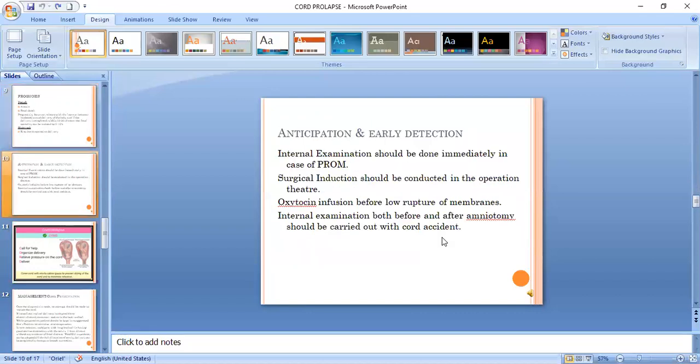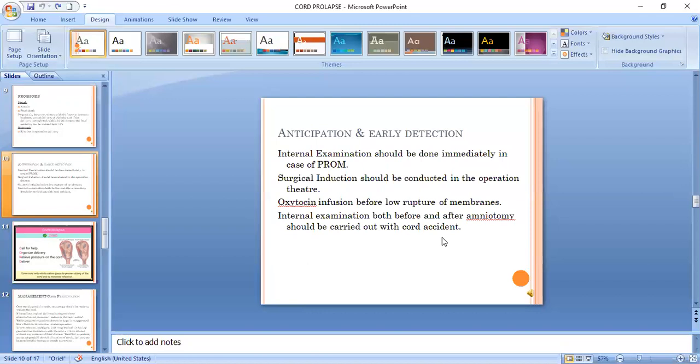Next is anticipation and early detection. So as I said, we have to detect this condition early. Then we can provide the care and the life can be saved. So whenever a patient comes with PV leaking, genuine leaking, or premature rupture of membrane, immediately we are supposed to do the internal examination so as to exclude this condition.